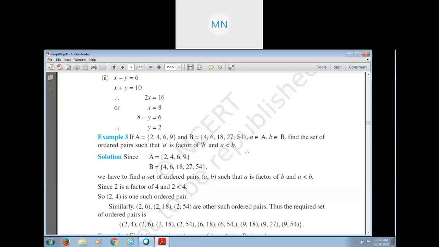Yes, ma'am. Okay. Then similarly, tell me the other ordered pairs. First, (2, 4) will become. After that, what element will become? (2, 6) will become, and (2, 18), again (2, 54). But (2, 27) will not come. Can you tell me the reason? Ma'am, because it is not a factor of B. Yeah, because 2 is not a factor of 27.